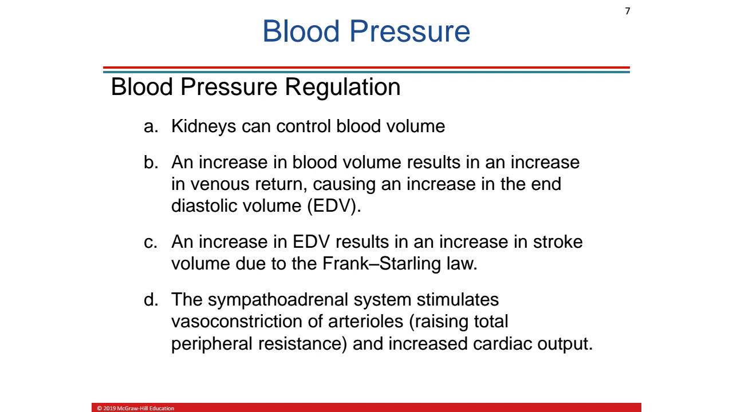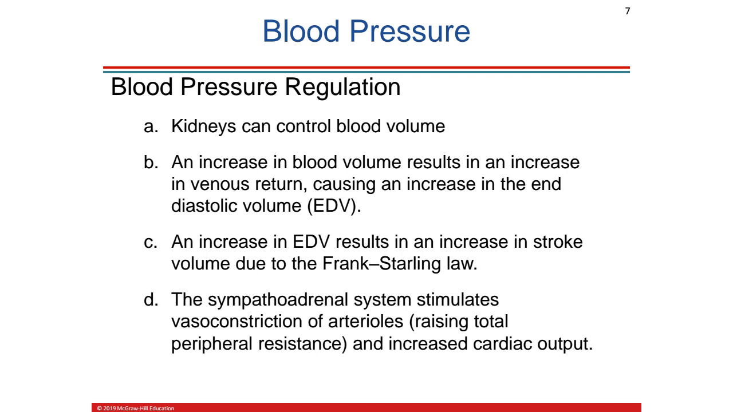Now, in the short term, we have other systems that can act to help maintain blood pressure. So the sympathoadrenal system stimulates vasoconstriction in arterioles. This raises the total peripheral resistance. From the equation we looked at earlier, this would lead to an increase in mean arterial pressure. The sympathoadrenal system can also increase cardiac output. That would also increase the mean arterial pressure.